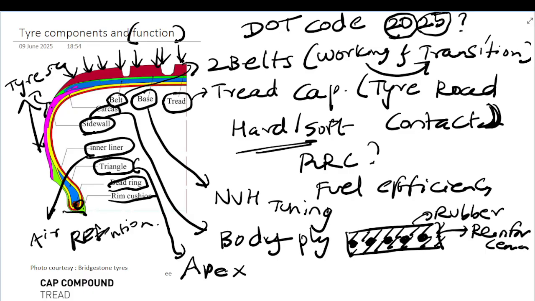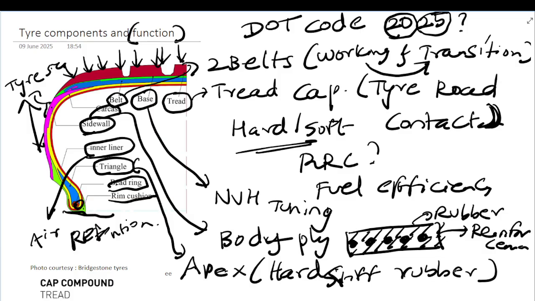This is where the rim will sit. The rim is metal and we have a metal bead ring. So to smoothly transfer the forces, we need a hard rubber, which is basically this apex. So the apex is nothing but a hard, stiff rubber which we have between the bead and the body ply, so that the load is getting evenly transferred.